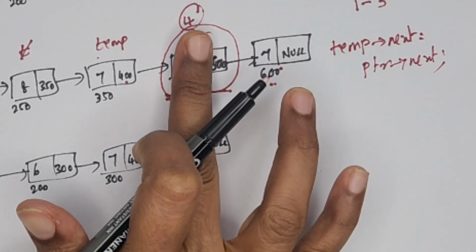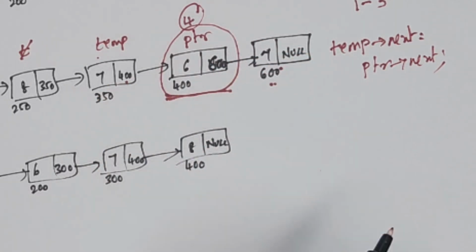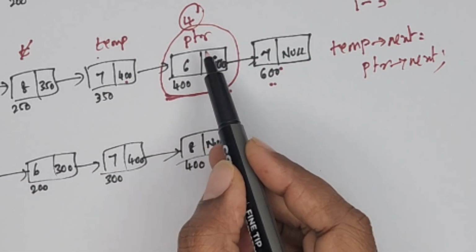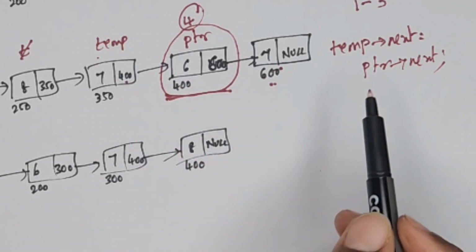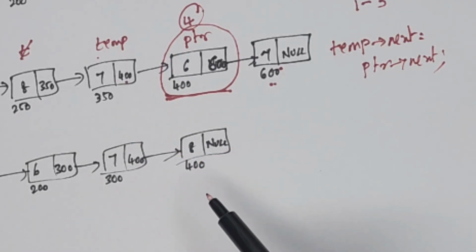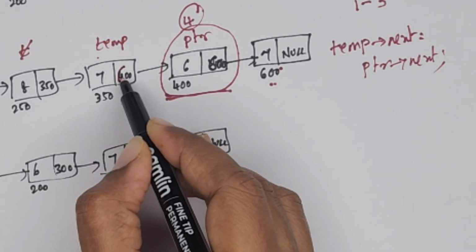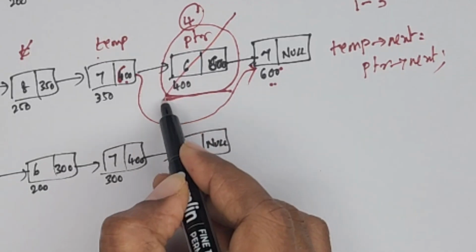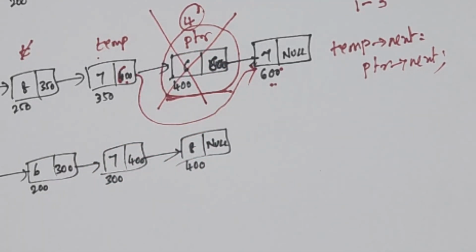Once you remove this one, the next node becomes temp of next. Very simple logic. You are removing this one, so PTR of next node becomes temp of next. PTR of next is assigned to temp of next. Now 600 is assigned here. It points to 600. Now you can remove PTR. Free PTR means it will remove this one. Like this, you can remove the middle node.